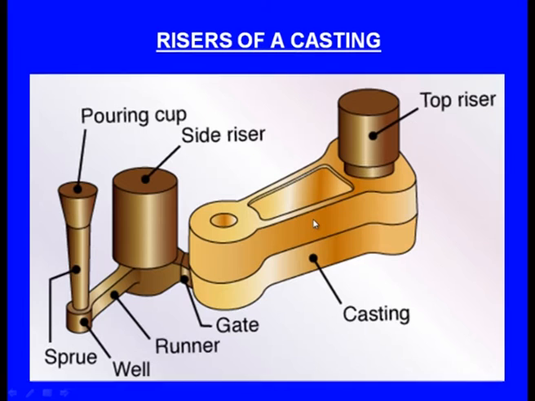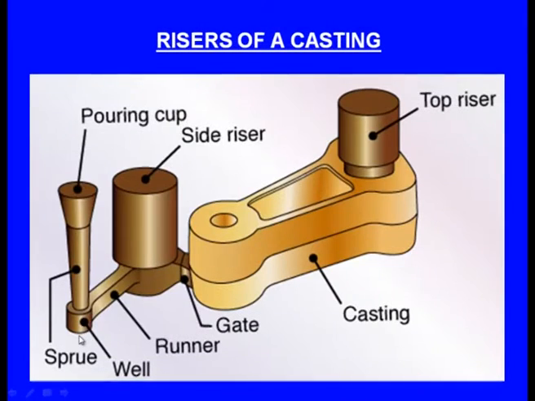First of all, what is a riser? Now, we can see this is the casting and this is the pouring cup. This whole thing is compacted inside the moulding boxes. Now, this is the pouring cup, the molten metal will be coming like this, and this is the sprue, and it will be passing through the sprue, and this is the sprue well. Then the horizontal passage is known as the runner. It passes through the runner. Then this is the gate. Through the gate, it enters into the mould cavity.